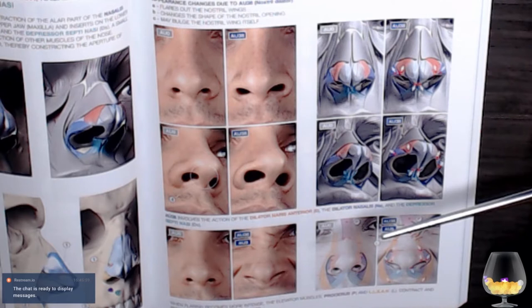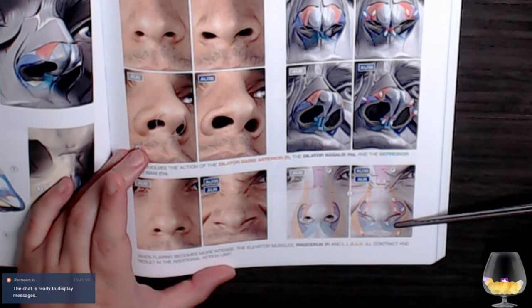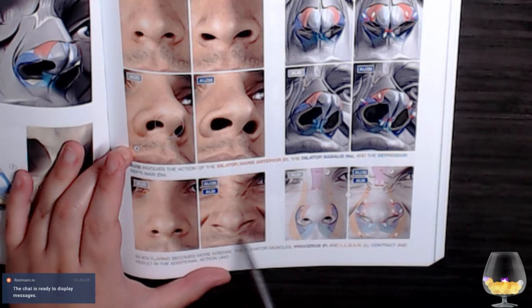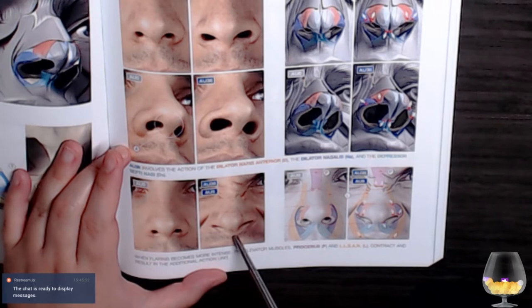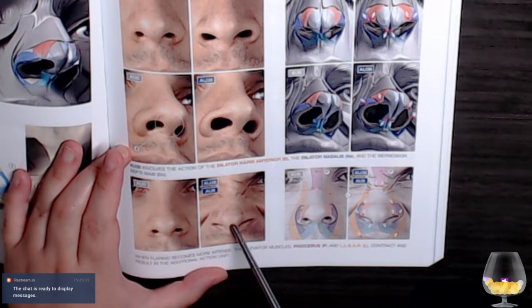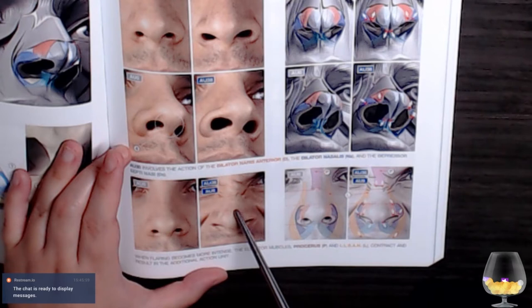This is kind of interesting, this part here. In this case, it's demonstrating a more aggressive expression where the septum will always be at the same place, but the muscles will start pulling the nostrils upwards at an angle. If you can't really see this red line here, the septum aligns with the edges of the nostrils, but in a more aggressive look or expression, the nostrils start forming a V shape here. It looks like the bridge and where the tip of the nose starts do not change. It's just the nostril itself turns into a more angular V shape.